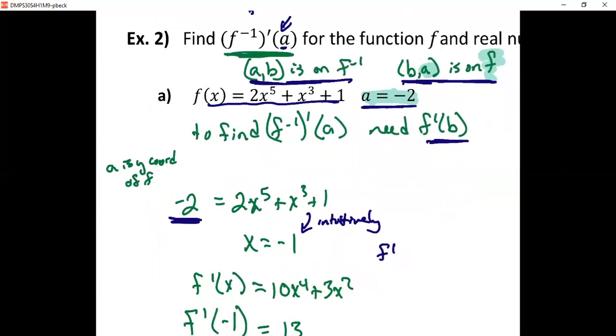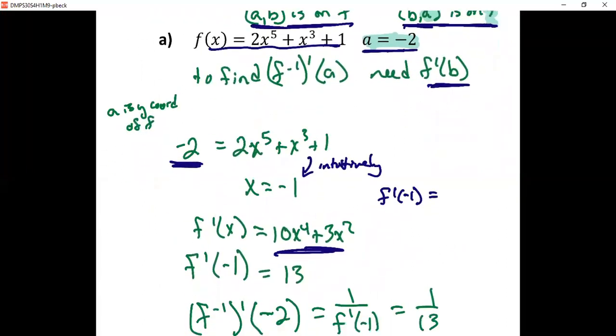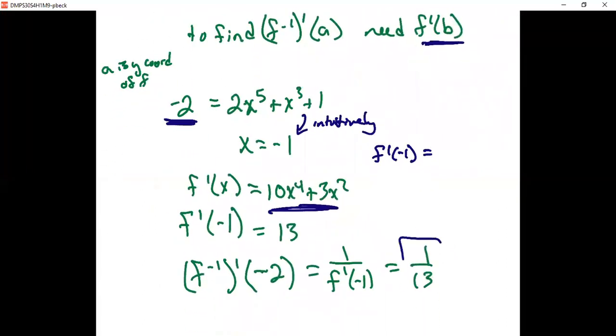We have to find f prime of -1 because that is the reciprocal, 1 over f prime. It'll be the reciprocal of the inverse prime of -2. So f prime of x, kind of a straightforward answer, f prime of x. And so 1 over f prime of -1 is 1/13.